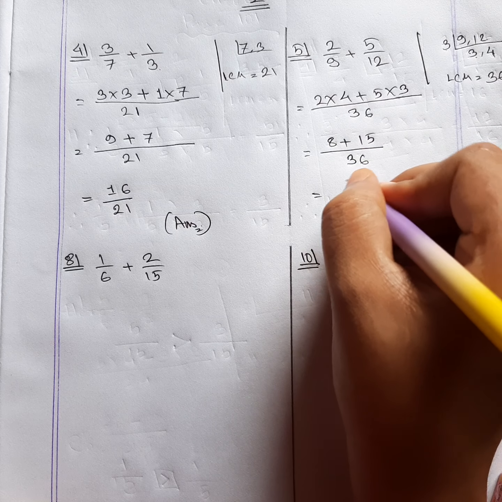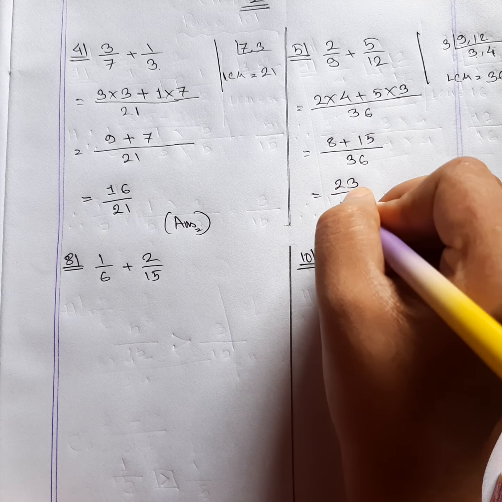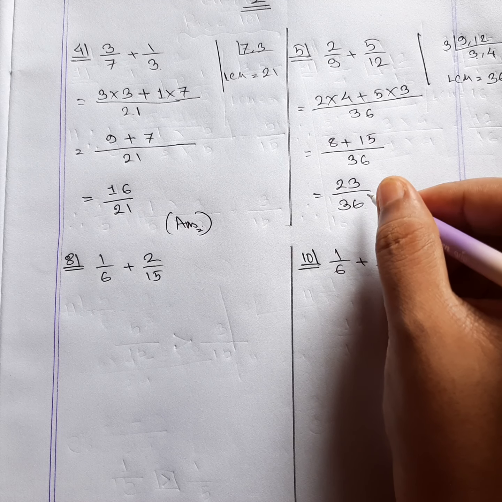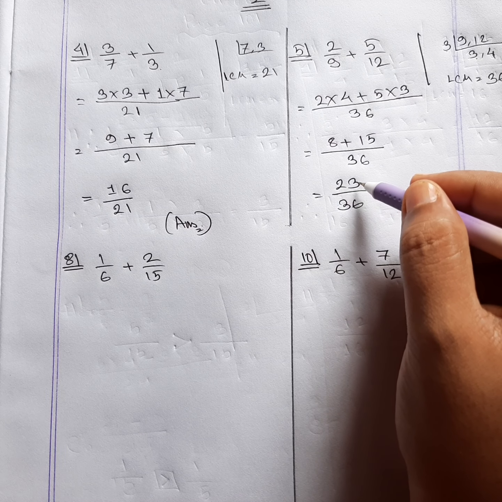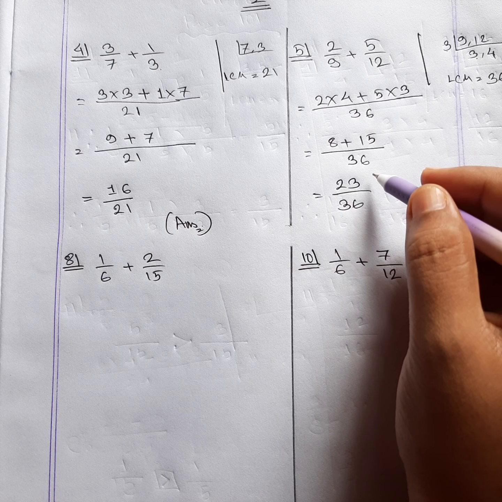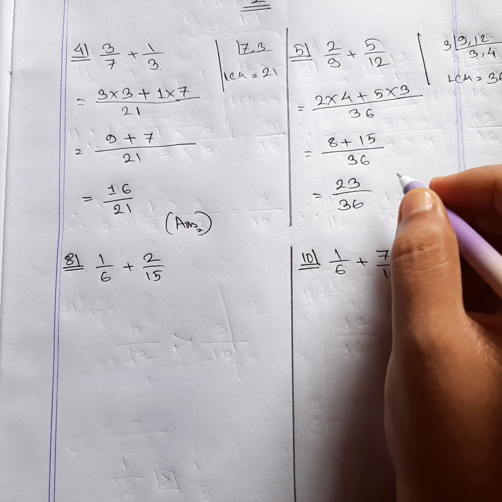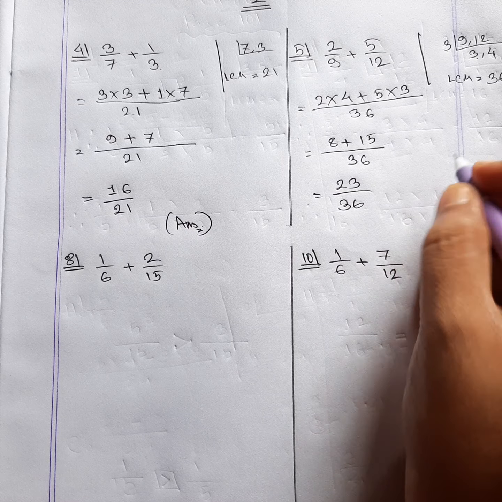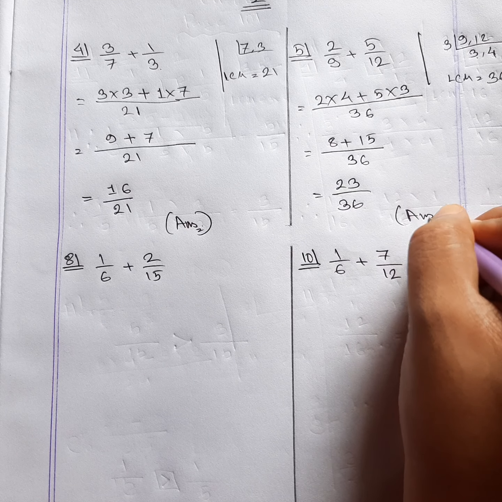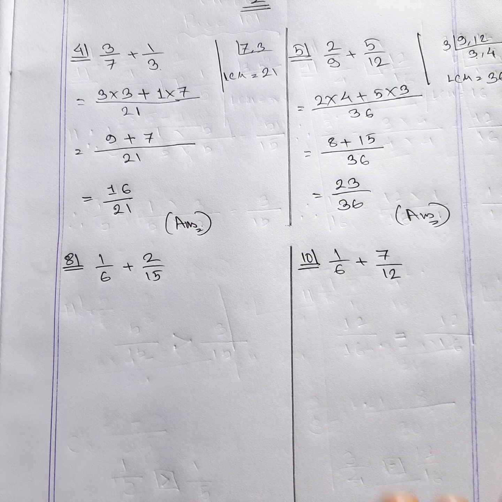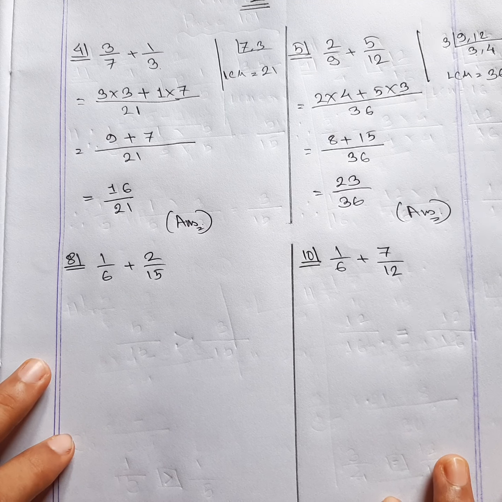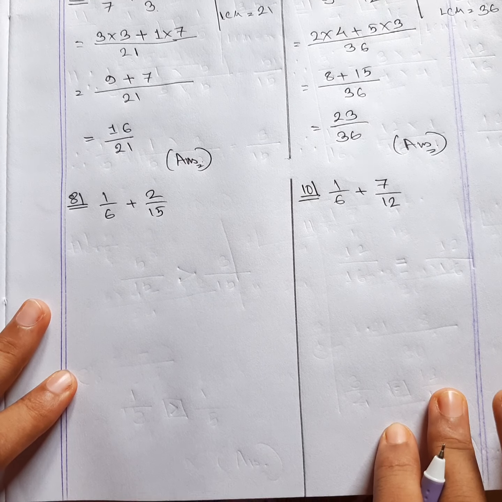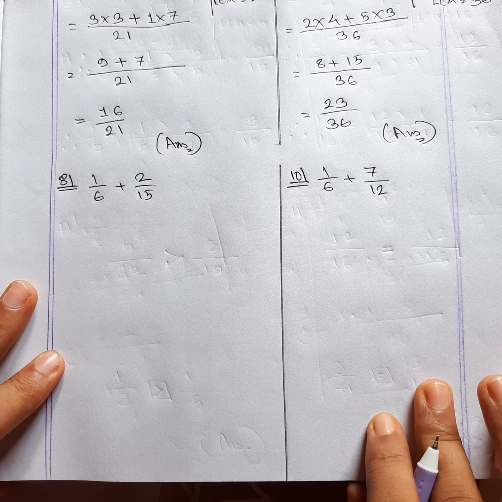8 plus 15 is 23. Okay, again 23 is a prime number, so we cannot find any factor from here except 1 and itself, so we are not going to divide it or make it in the lowest term. So what we are going to do, we are going to move on to the next math.